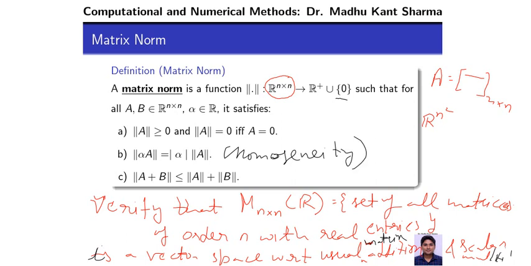And the third property is triangle inequality. Norm of A plus B is less than or equal to norm A plus norm B. Okay, right. So these are the three definitions, which are generalized from the norm definition.